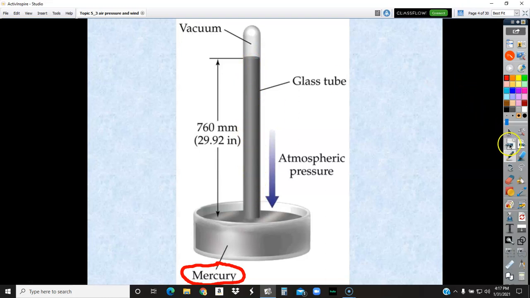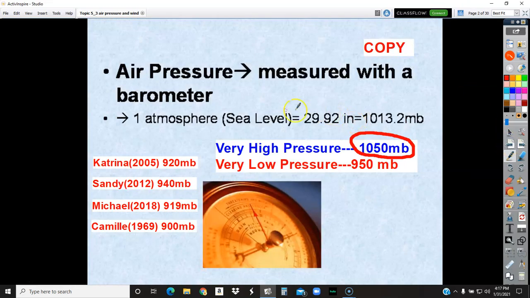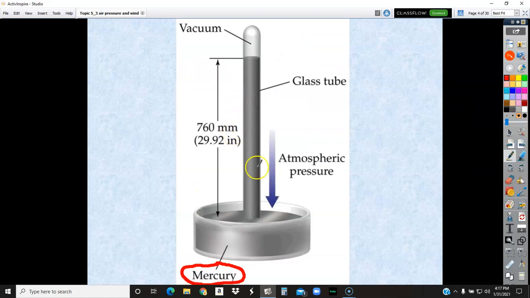So let me go back for a minute to this slide. Standard pressure is 29.92 inches of mercury. On this tube, there would be markings that you'd be able to read how many inches of mercury you have in this tube.